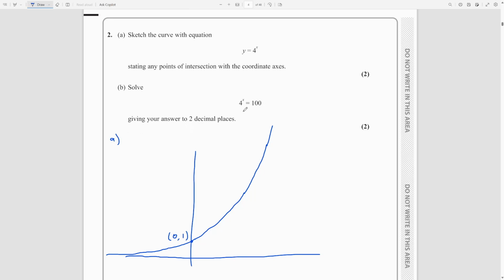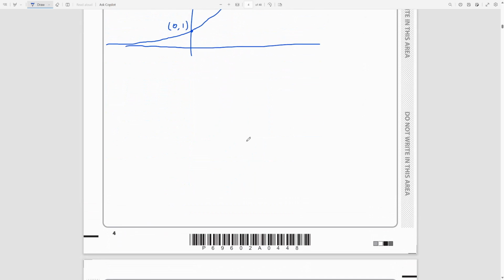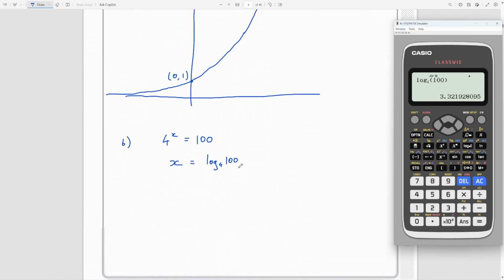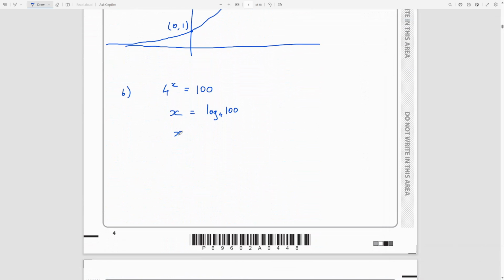Solve 4 to the x equals 100, giving your answer to 2 decimal places. While this one's pretty easy, we can just use logs. 4 to the x equals 100. I would just use log base 4 here. No need to mess around with any other bases. Log base 4 of 100, and we can just do that here. It's 3.32. Just check the 2 decimal places. So x is 3.32, and we're done.